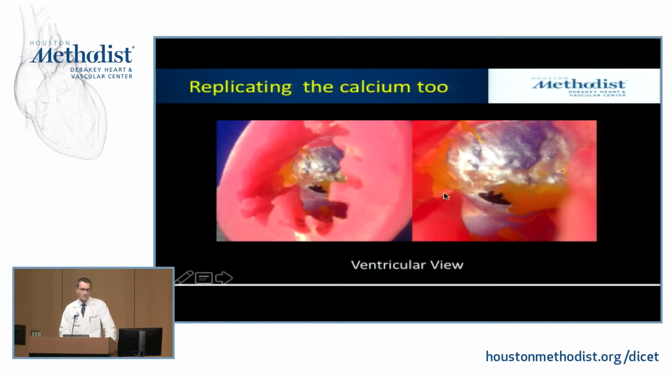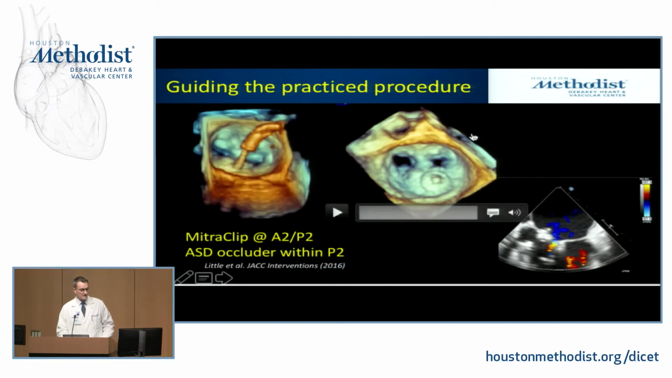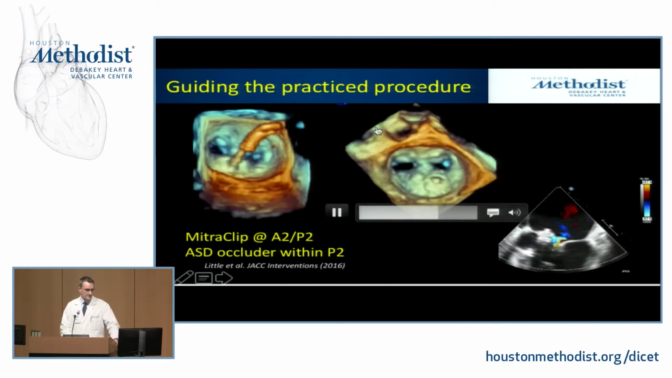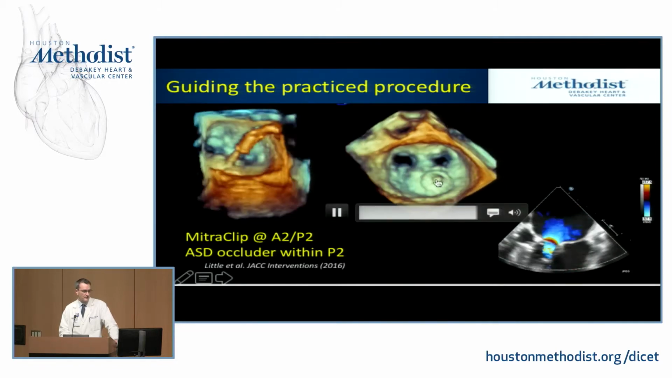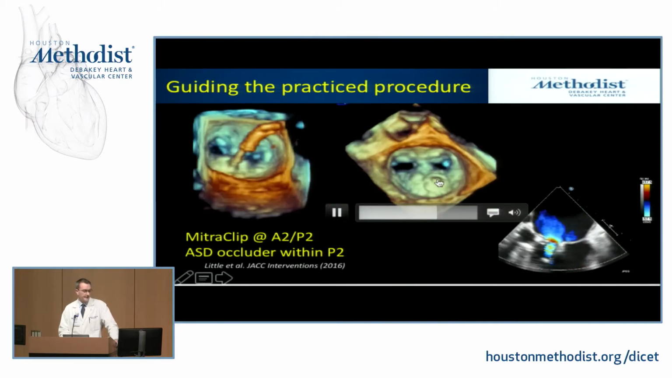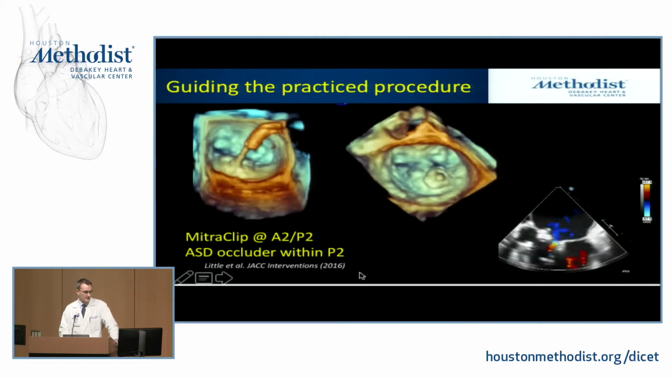Importantly, we looked from below where all the patient-specific calcium was and said, well, this is where the lumps and bumps are very unique to this particular patient. Will the device lay down flat? Is it reasonable that we think it's going to occlude this defect? And in fact, replicating calcium, laying that device down, it looked like it was going to do the job. Discussed with the patient, went to the procedure room, did a mitral clip first, put a plug through the posterior leaflet, and there's the final result.